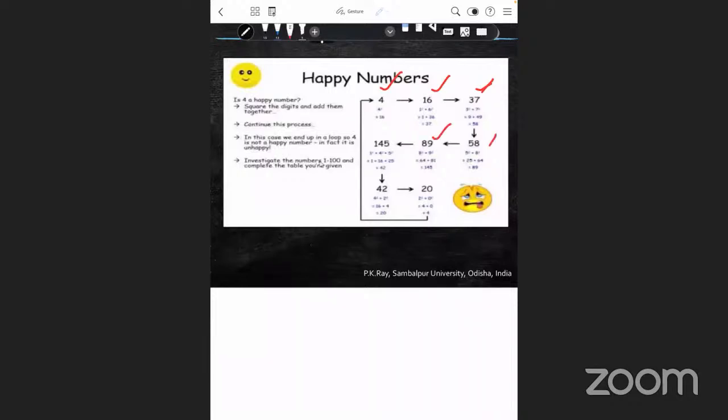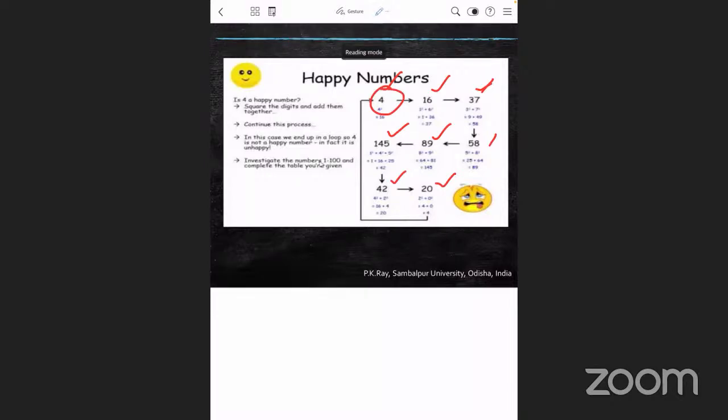8 square plus 9 square is 145. 1 square plus 4 square plus 5 square is 42. 4 square plus 2 square is 20. Then 20, 2 square plus 0 square is 4 again. What does it mean? This never ends. If 4 comes, then that process repeats. That is, 4 gives 16 and so on. It forms a cycle there. It means that we are not getting 1, so 4 is an unhappy number.